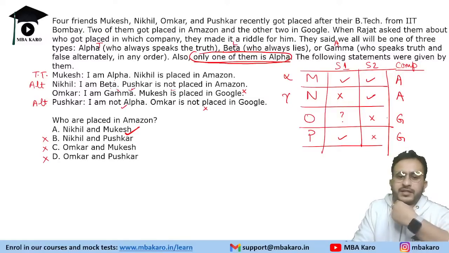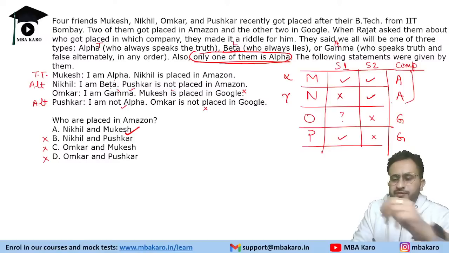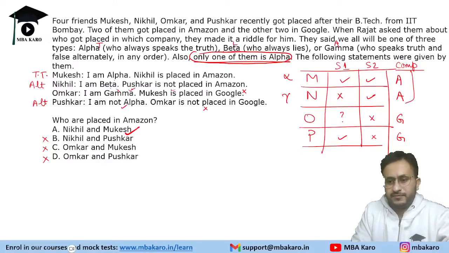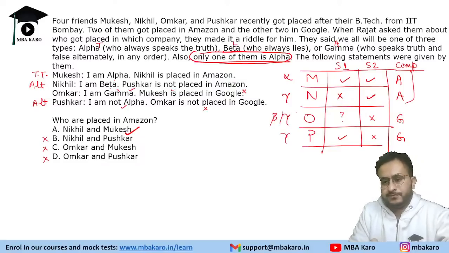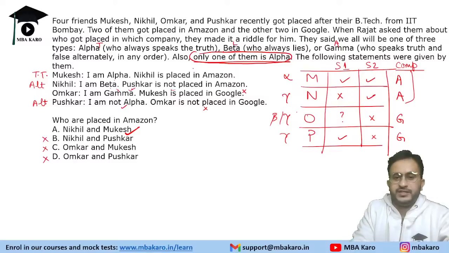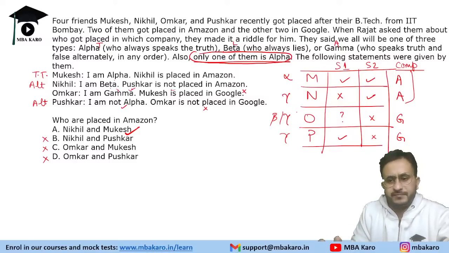Anyway, we need to answer who are placed in Amazon, which we got previously itself. Okay, can be beta or gamma also. This is gamma. We can't say. It can be beta also. It can be gamma also. We do not know, because it is not given that all have to be present.